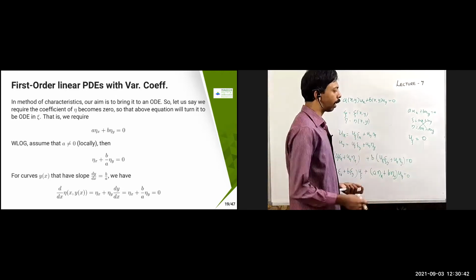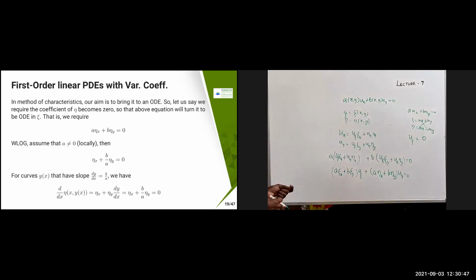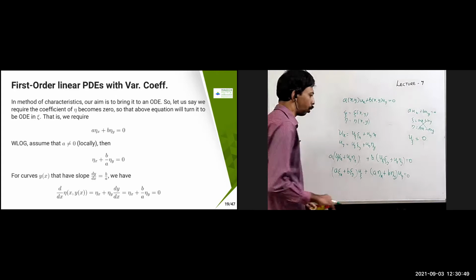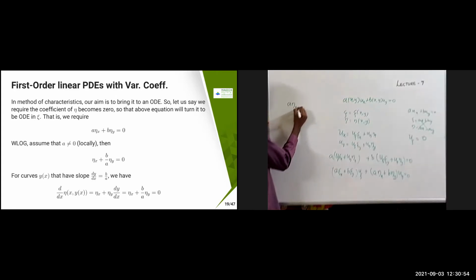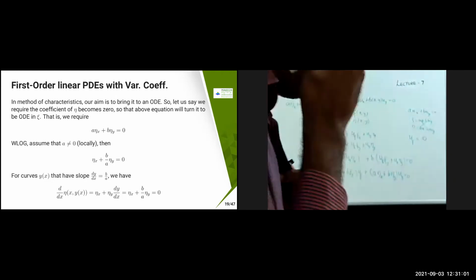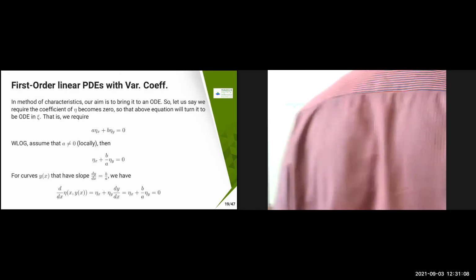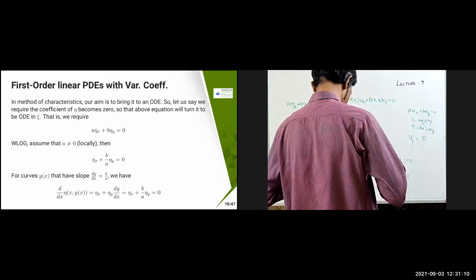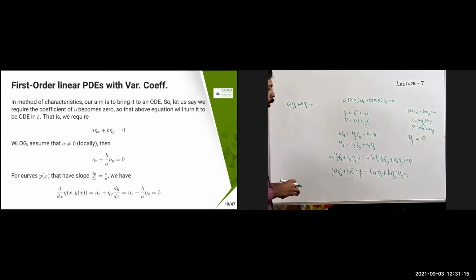So in this case, our aim is to make it in such a way that one of the coefficients becomes 0. Okay, one of the coefficients is going to become 0. So in this case, what I'm going to assume is a eta x plus b eta y equal to 0. I'm going to assume that. So in this case, a eta x plus b eta y equal to 0. I'm going to take.